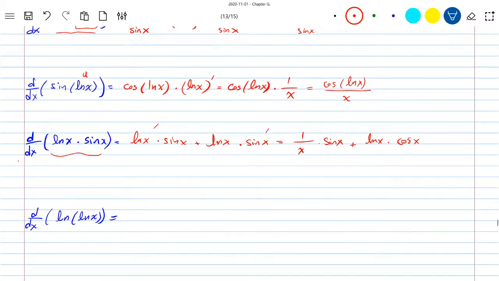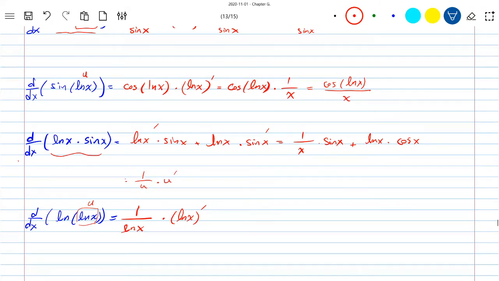How about ln ln x? Again, this is an input to the ln function. So what you can think about is this is u, this ln x inside. So the derivative would be 1 divided by u, which is 1 divided by ln x, multiplied by the derivative of the inside function, the ln x derivative. Again, this is 1 over u times u prime, chain rule.